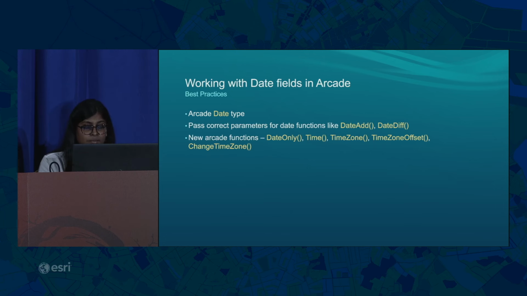Further, the Arcade team has introduced several date-related functions, such as DateOnly and Time, which will allow you to extract only the time and date component from your date values. Also, a set of time zone-related functions like TimeZoneOffset and ChangeTimeZone, as we saw in our example, to manipulate any time zone-related information. These functions will be really beneficial in data expressions, especially when you're working on a time-sensitive application.